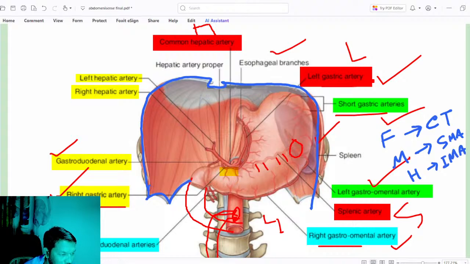Okay, so the foregut starts from which part? The foregut starts from the esophagus, then the stomach, right? Up to the second part of the duodenum, the major duodenal papilla. This is the foregut extension.